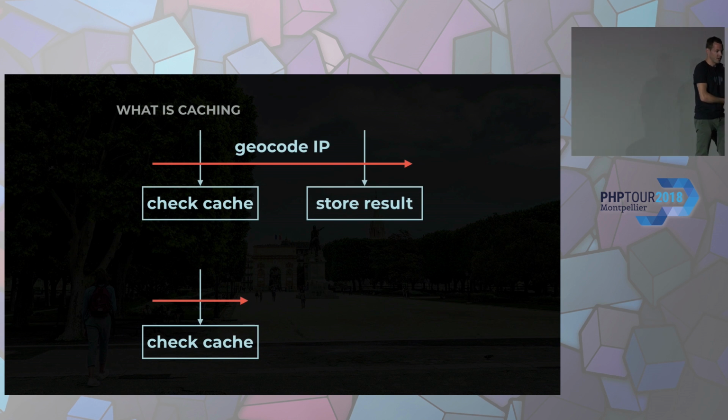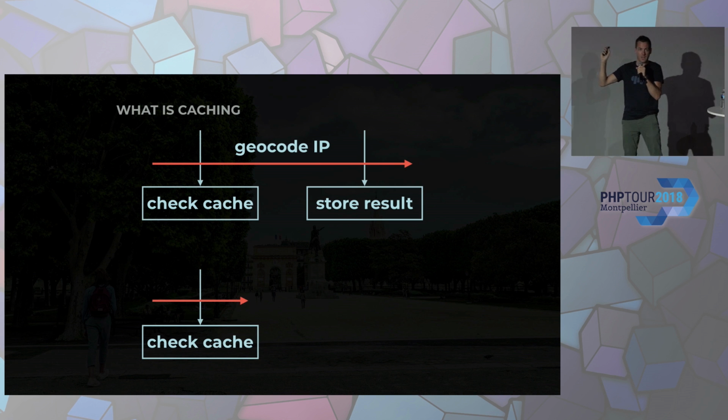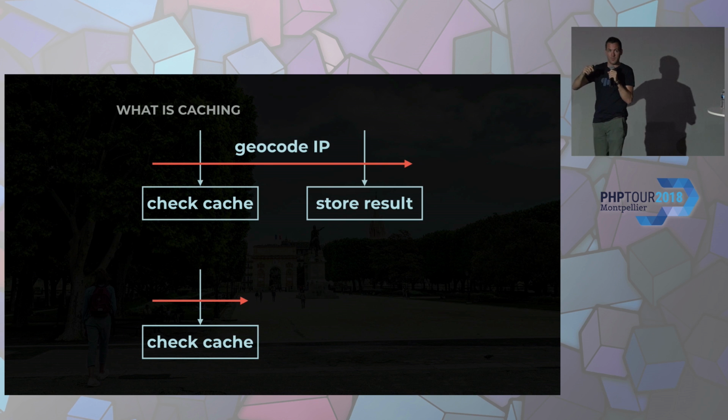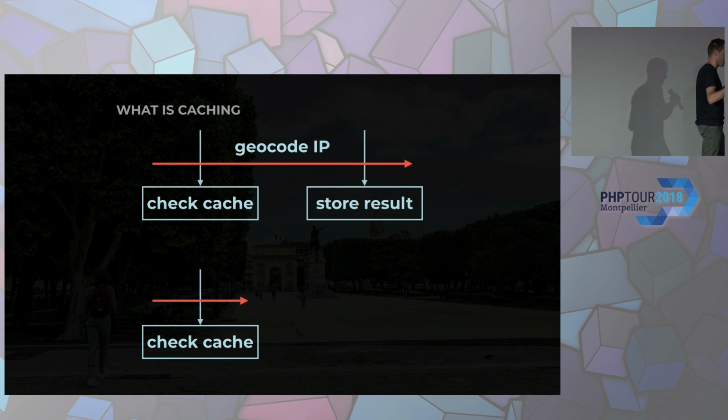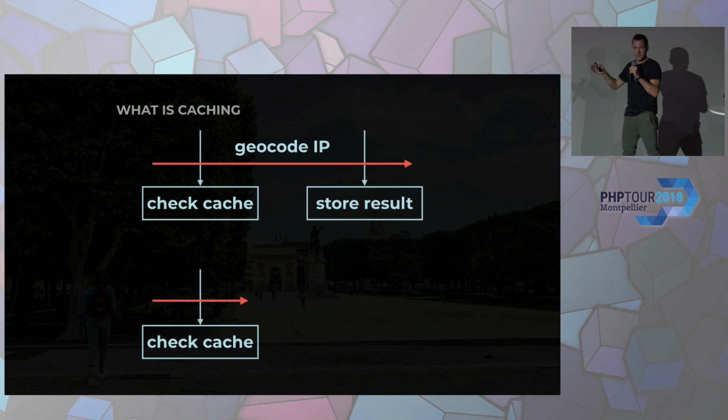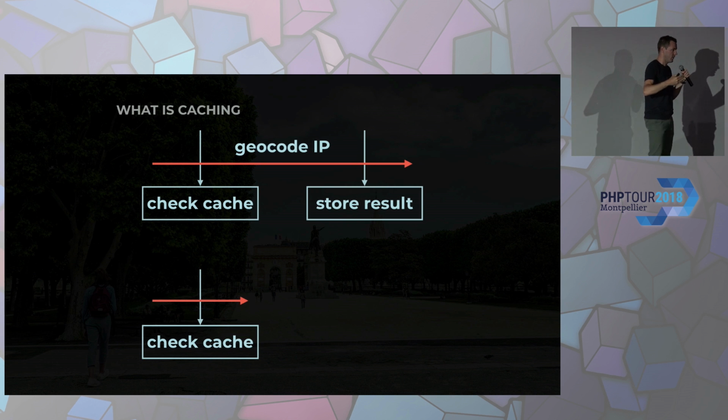Another example of caching is, for example, geocoding. We can cache that because for the same IP address, we will get the same geocode result. So we get the same location for the same IP address. So the process is like this. We check the cache. Did we geocode this before? If not, geocode it right now, and then store the result.